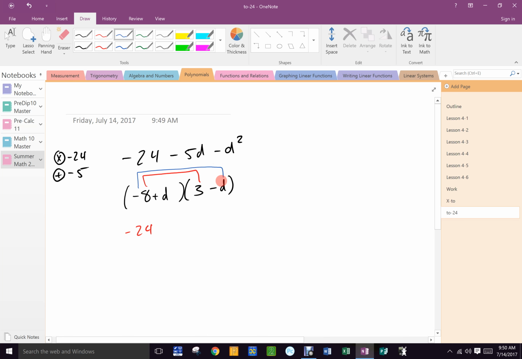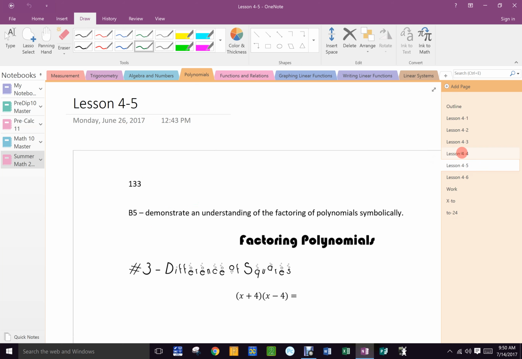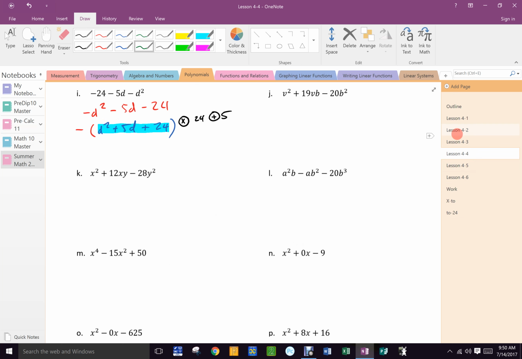What's negative 8 times negative d? Positive 8d, right? What's d times 3? Positive 3d. Oh, 8 and 3 isn't 5. 8 and 3 is 11. So it doesn't work, even though, again, it looks like it works. Does everybody understand? All right. Everybody good? So we've seen one that looks like it's going to work but doesn't. Now let's look at the next one.